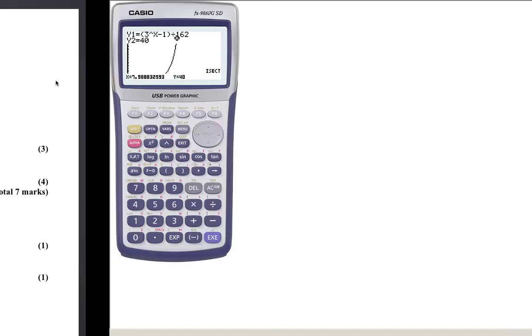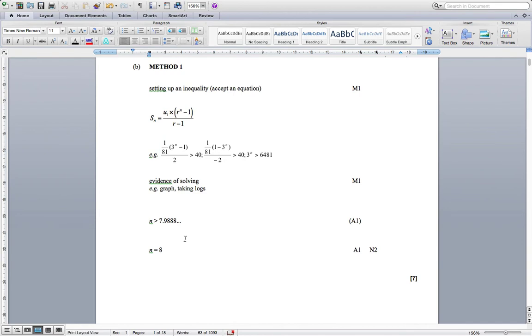How do you find that? Just press F5. You get this option called ISCT. So press it again. You get x value is 7.988832993. Okay, so the value of x has to be, the solution has to be 8. Okay, so let us look at the mark scheme. You can see here n has to be greater than 7.9888 and n has to be 8.